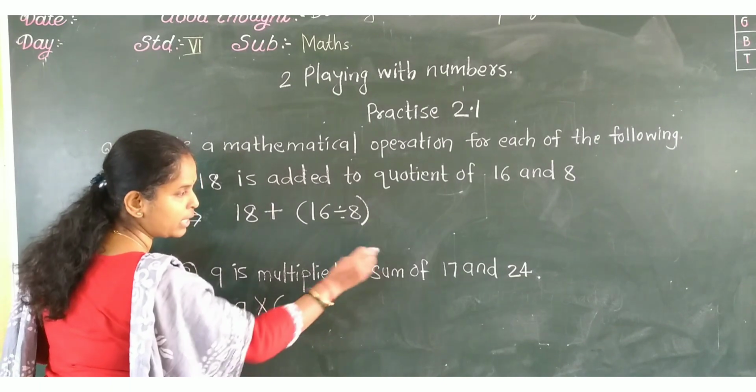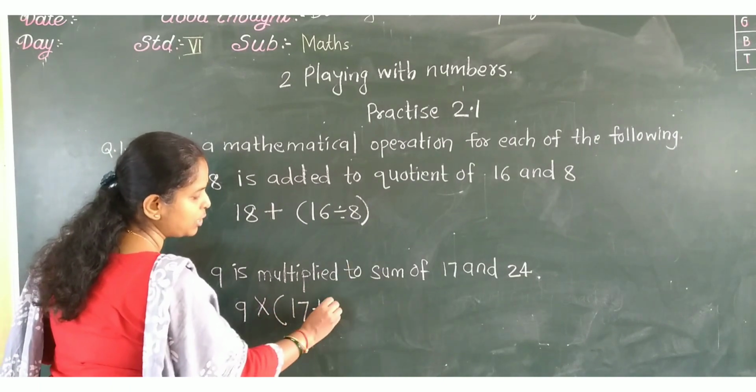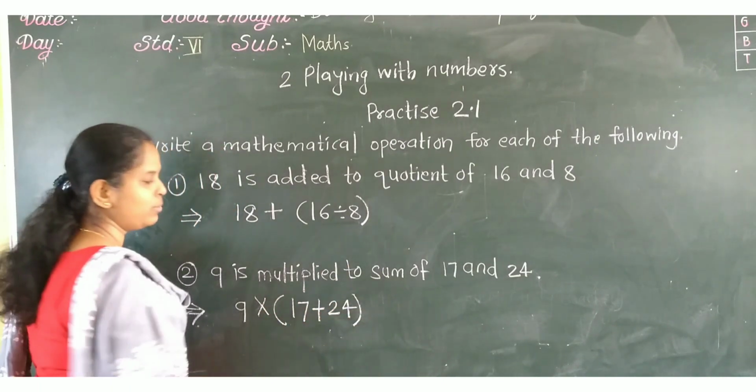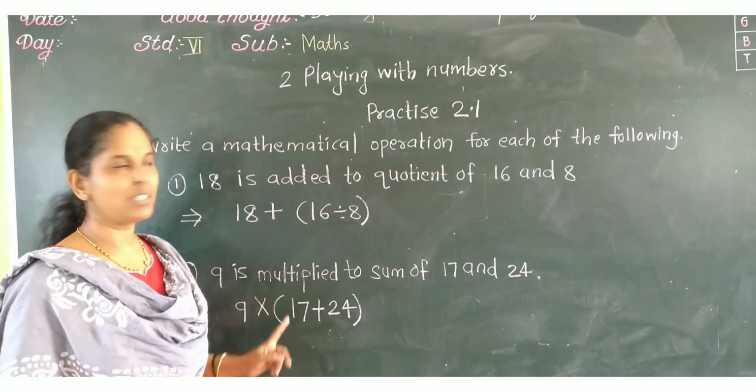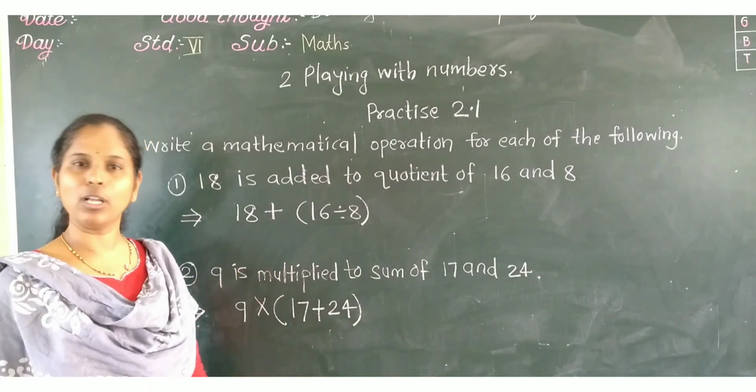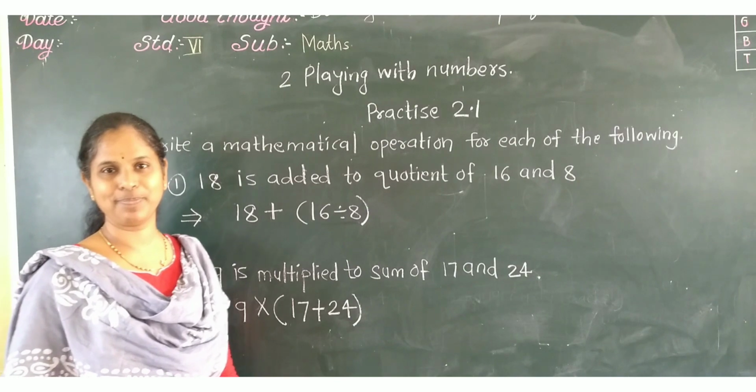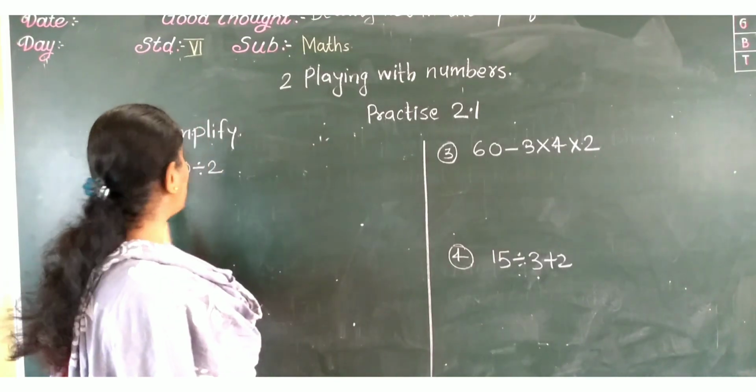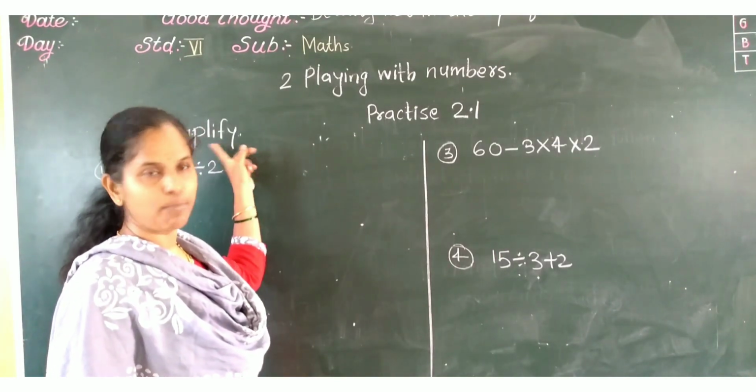Sum of 17 and 24. Sum means addition of 17 and 24. In this way, we can write mathematical operations. Followed? Now students, we will start question number 2, that is simplify.